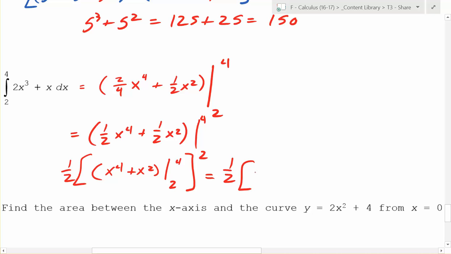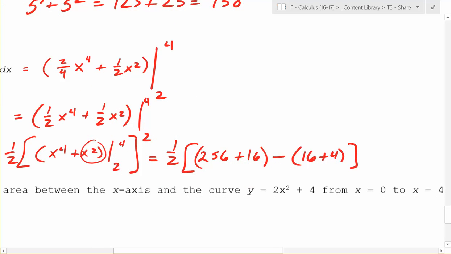64 times 64 is 328? I think it's 256. What's 4 to the 4th? It's 16 squared, is 256. That's much better. 256 minus 2 squared is? I'm plugging in 2 into this. Oh, excuse me. We have to do two things. 256 plus 16, right? Minus, what's 2 to the 4th? 16 plus 4. Does everybody see where those came from? Are you good with where those came from?